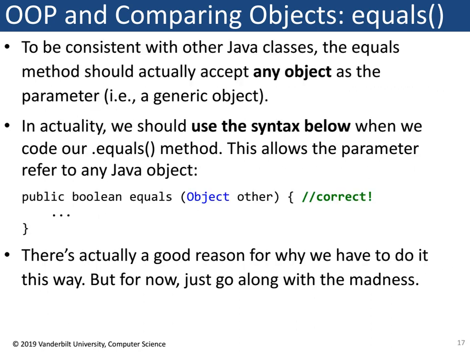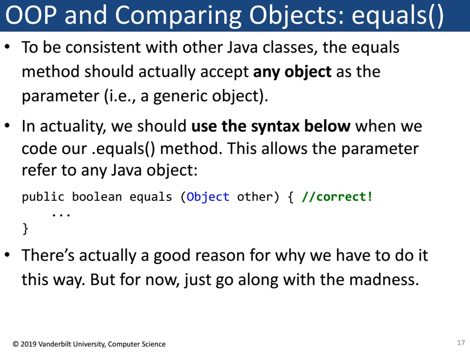So to be consistent with the Java .equals implementation and to override it, we have to accept any object. So this is a generic object as the parameter. This is the syntax we should use when we're coding the equals method. It should be public Boolean equals, and then the type is this generic type called Object. And then the name is going to be just something like other, because this is the other object that we want to compare to the implicit object.